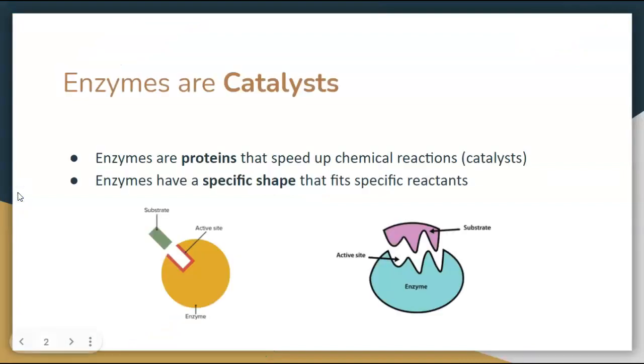To start with, enzymes are catalysts. This is a new word, and this is a word that you should absolutely bold, highlight, put a star next to. You should understand what this term means. So, as I mentioned, enzymes are proteins, but their job is to speed up a chemical reaction. And when something speeds up a chemical reaction, that's called a catalyst.